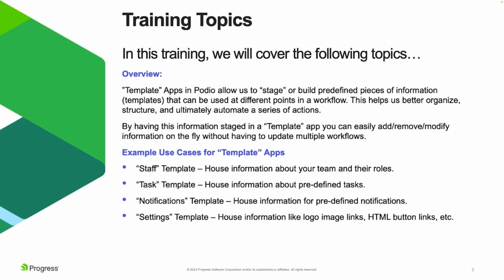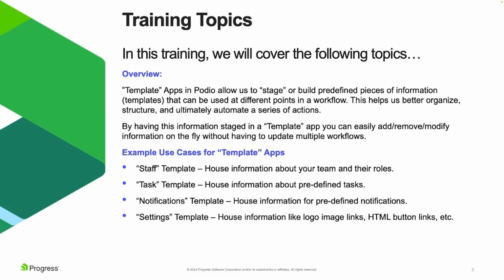So if we had a notifications template app, that could house things like email templates or email notifications that we need to send out. It's the exact same email every single time, but maybe there's different pieces of information. Maybe it's the user's name or some other piece of information. Well, we can create a Podio app that houses notification templates, in this case emails, that can be used in various workflows throughout the environment.